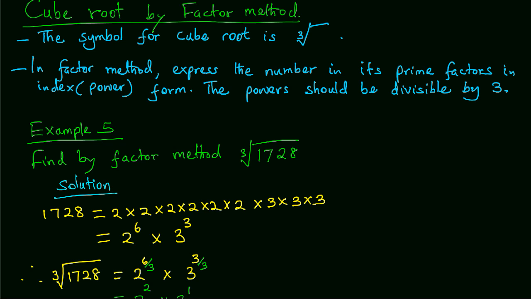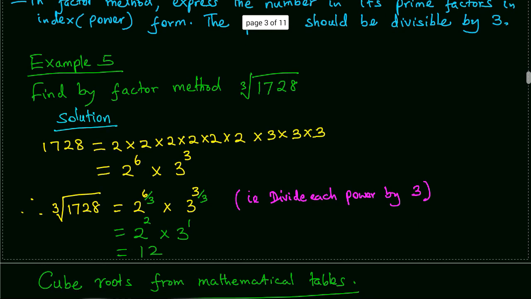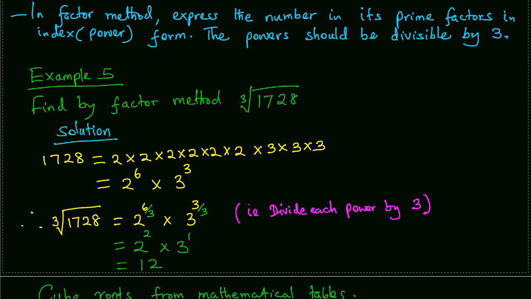So in this case, we divide each power by 3. The result will be 2 power 2 times 3 power 1, and that's 12.